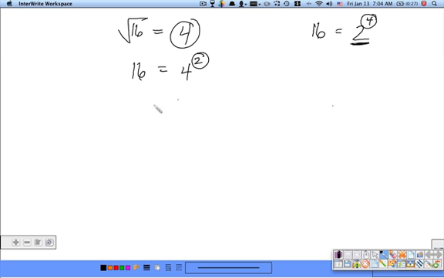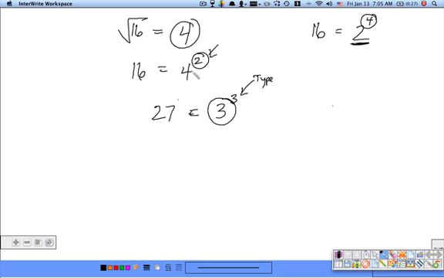Let's see. Let's go with 27. 27 is the same as 3 to the 3rd power. What this means is 3 is a root of 27. What type of root? That's what this tells you. Okay? This tells you the type of root it is.